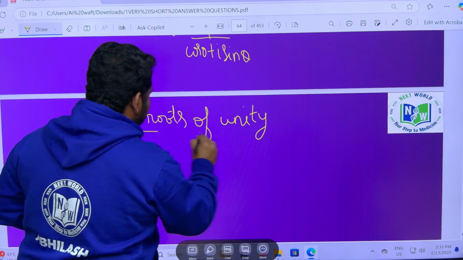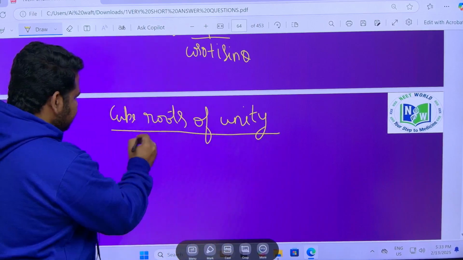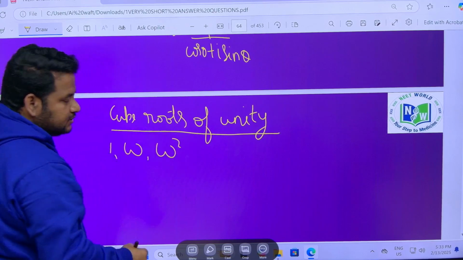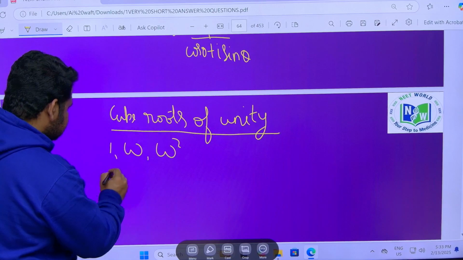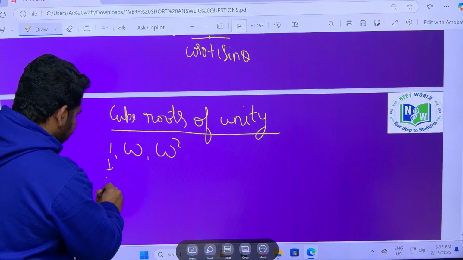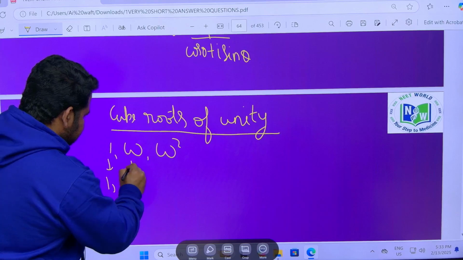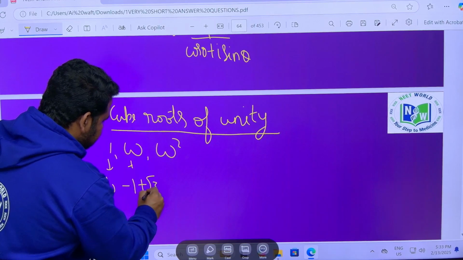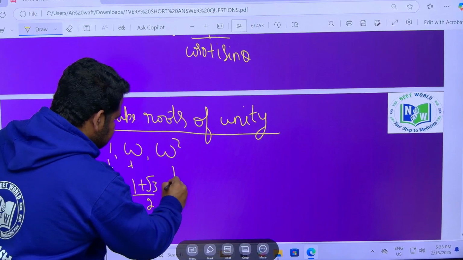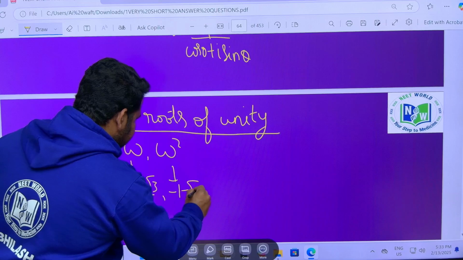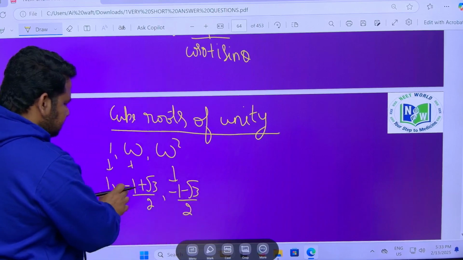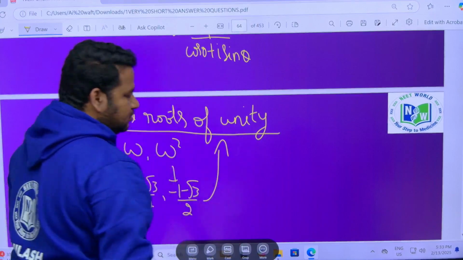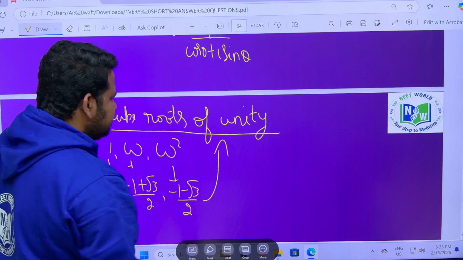So what do you mean by cube roots of unity? Usually we write 1, omega, omega square as the cube roots of unity. What is the value of this? 1 is written as 1 itself. Omega is written as minus 1 plus root 3 i by 2. Omega square is minus 1 minus root 3 i by 2. So these values are nothing but the cube roots of unity. Got it, friends?